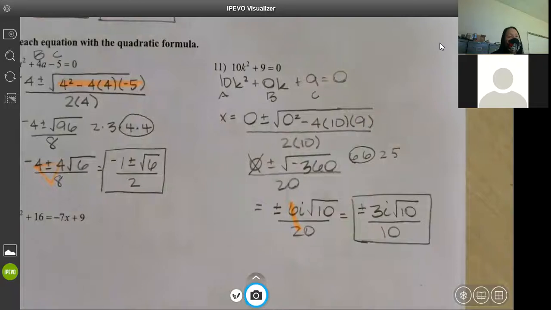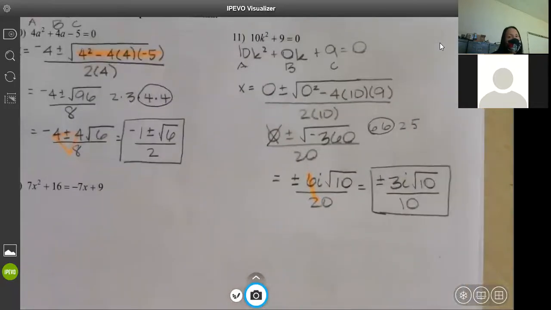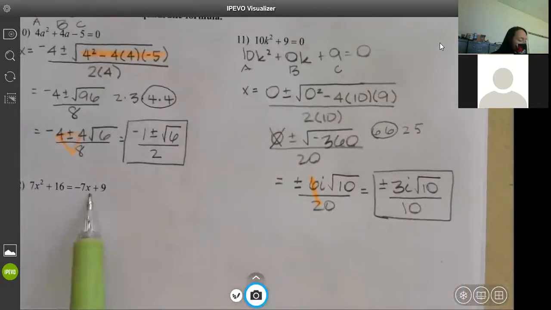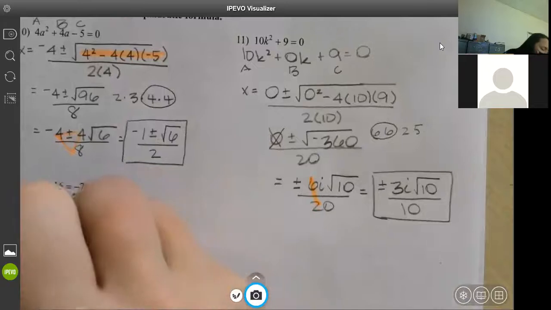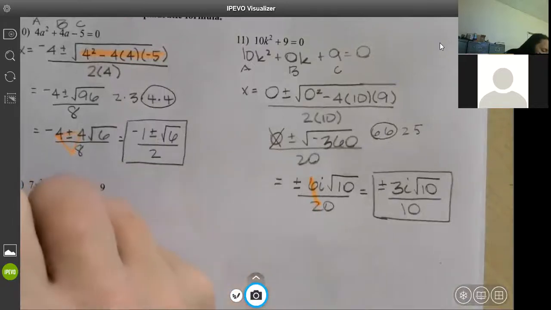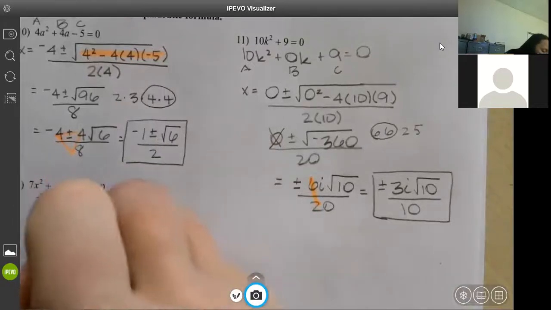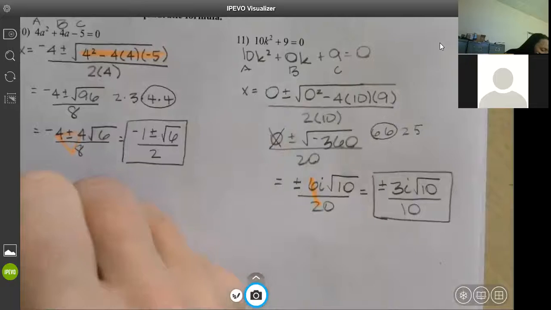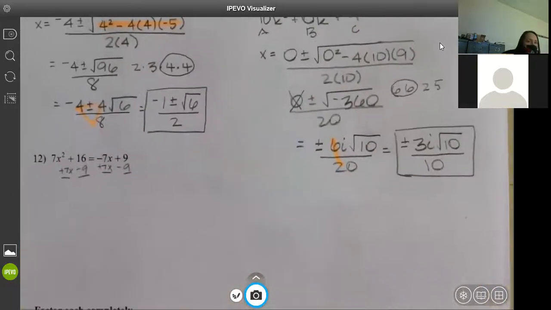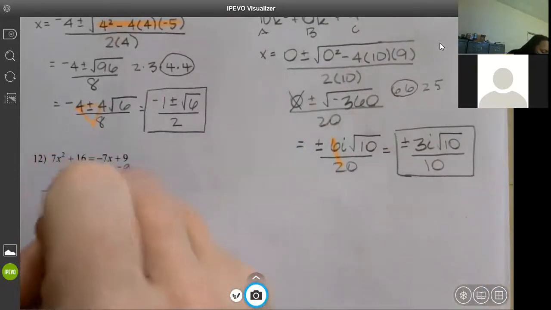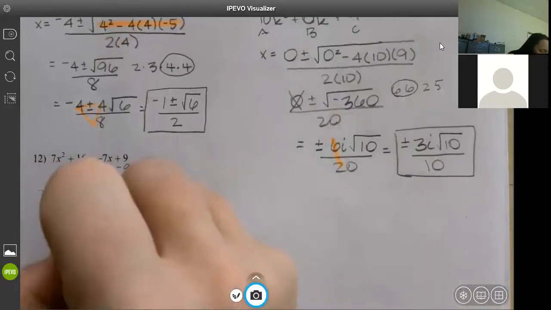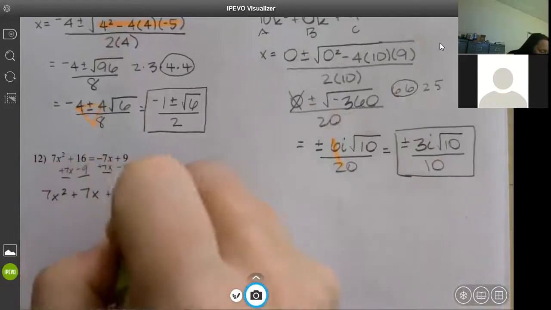Okay. And then number 12 just has 2 numbers or 2 terms on this side. We need to move it over. So we're going to add 7x, and remember it's going to go to the middle, and we're going to subtract 9 from 16. So we'll get 7x squared plus 7x plus 7.